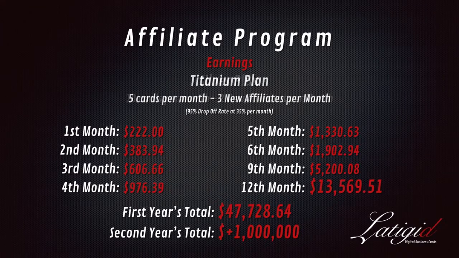Now we're going to jump to the titanium plan. The titanium plan really focuses on building your downline, building your business. You're looking at signing up 3 new affiliates per month and only selling 5 cards per month. So your focus shifts to building your team. Now, 3 new affiliates per month is really not hard to do. We have people that are signing up 20, 30, 40 people per month in the affiliate program.